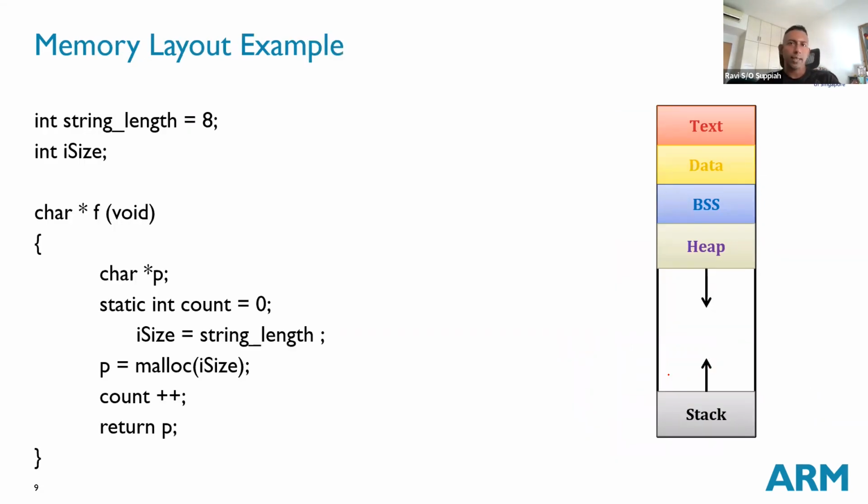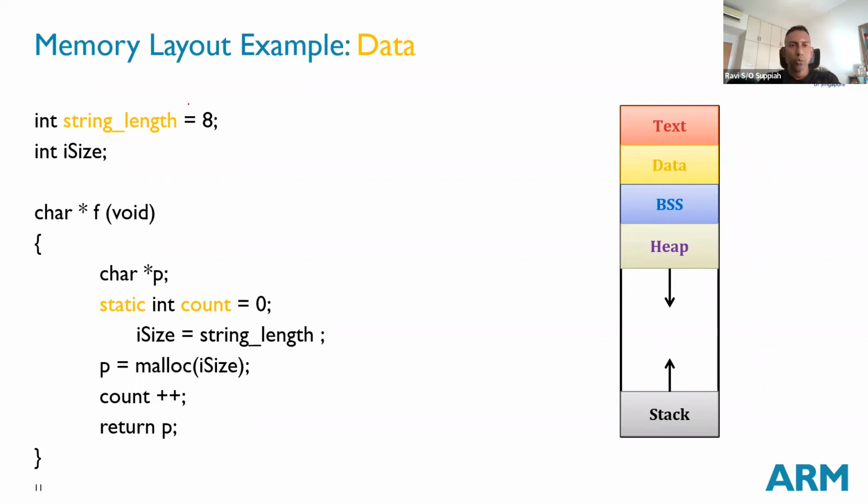Now let's look at an example here. This example gives us an idea of how this code segment might occupy some memory space. The first thing you notice is that the entire function that you write is code, so all of that will go onto the text segment of your memory space.